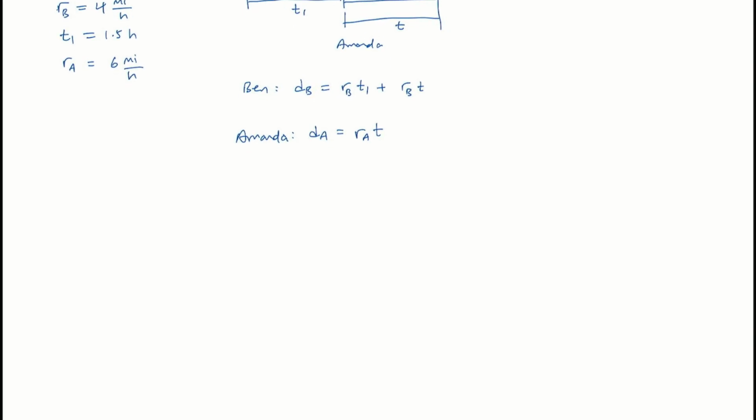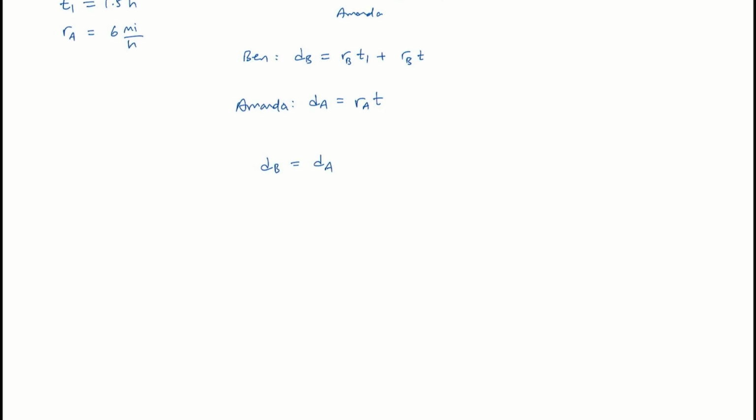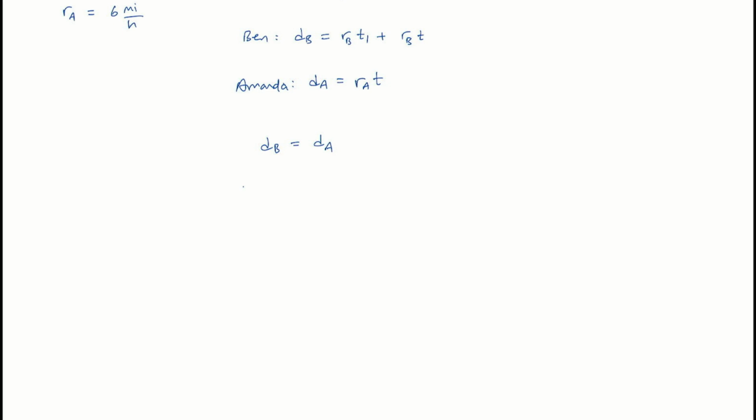Okay, they will meet up when these two distances are equal. So we want Ben's distance to equal Amanda's distance. Ben's distance is his rate times time 1 plus his rate times time. And then Amanda's distance is her rate times time.